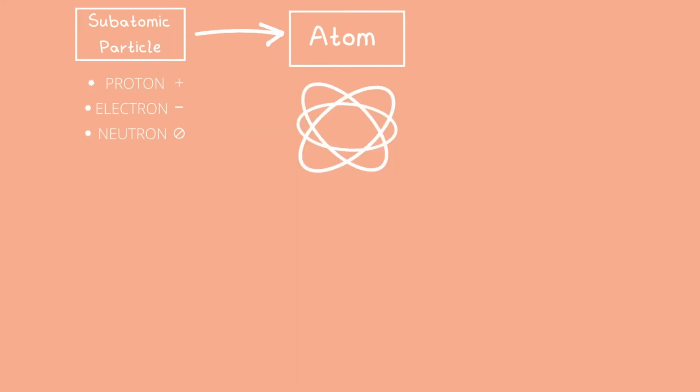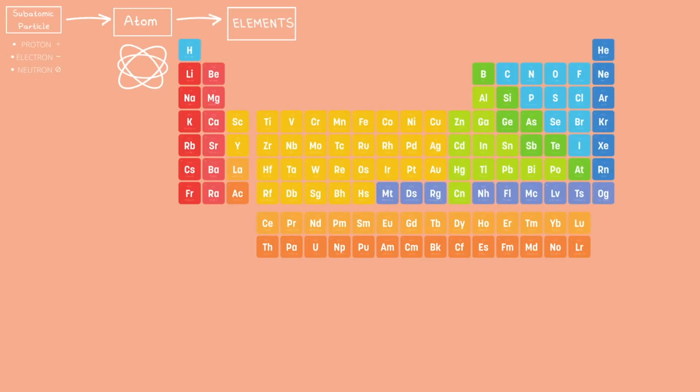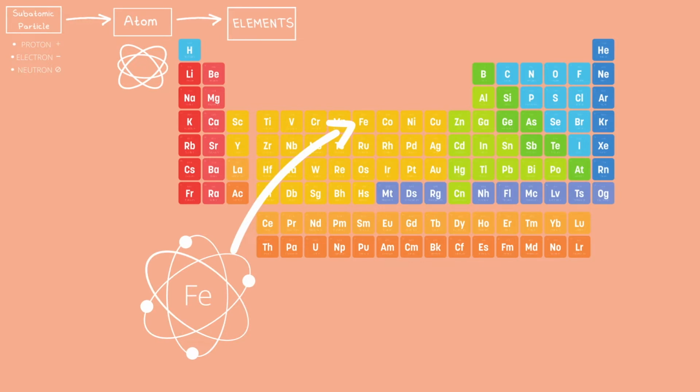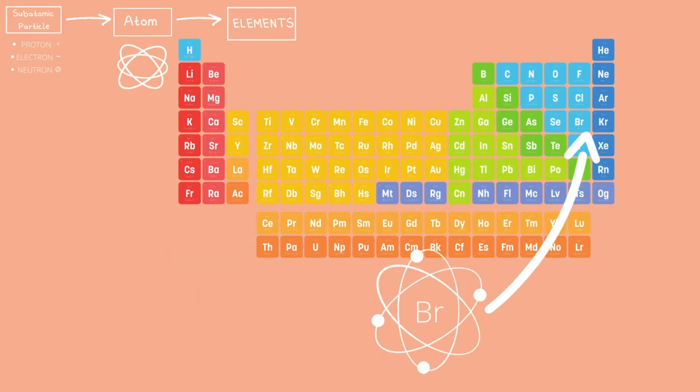Now, our atom is what makes up our elements, and our elements are all found on the periodic table. Elements cannot be broken down into any simpler substance, even by chemical reaction. That gives these their special place here on the periodic table. Each element is composed of one unique type of atom. So, for example, the element sodium is only made out of sodium atoms, iron is only made out of iron atoms, and bromine is only made out of bromine atoms.